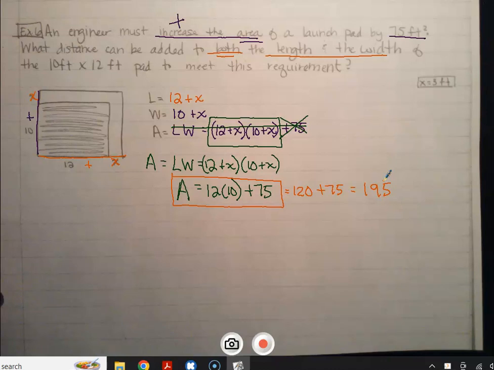Since we know that, we can say, well, hey, then this area, the quantity 12 plus x times the quantity 10 plus x equals 195, right? It has to be the same. So now we can solve. You're like, what? How do we solve? Are we sure we can do that? Is that going to be helpful? What do you think?